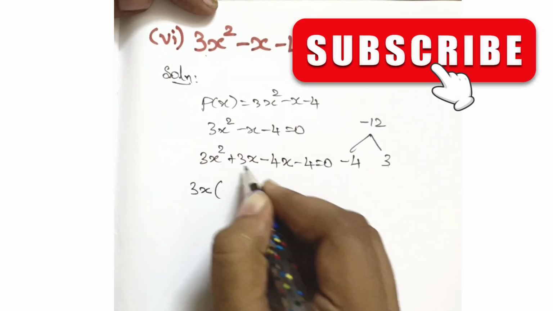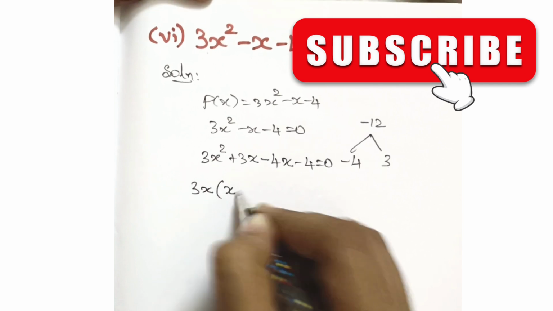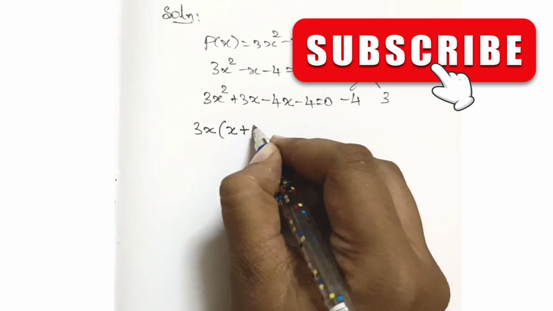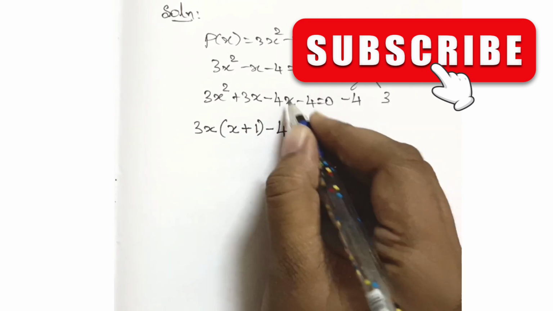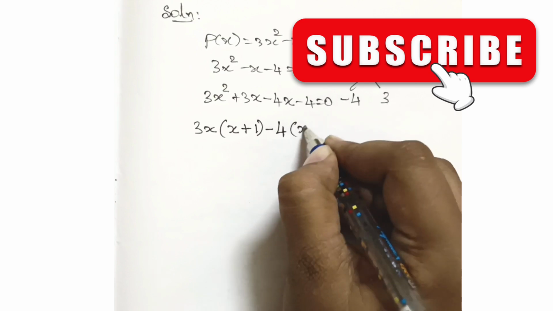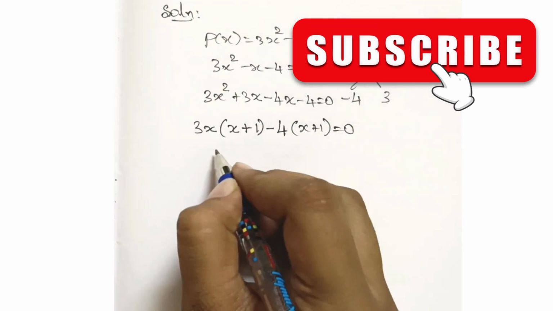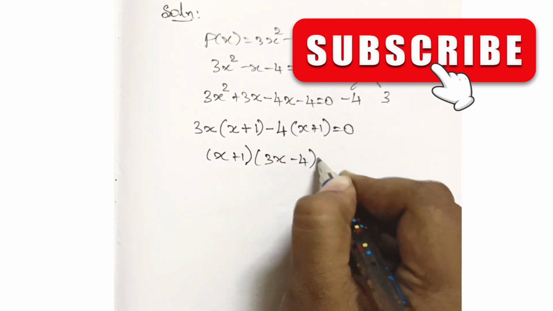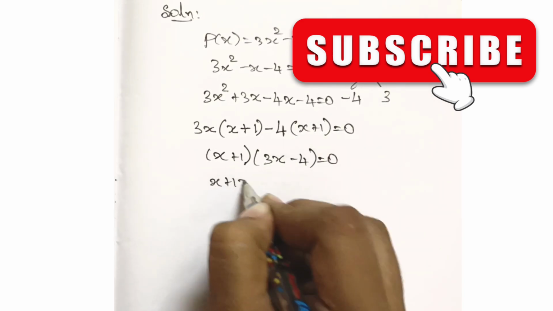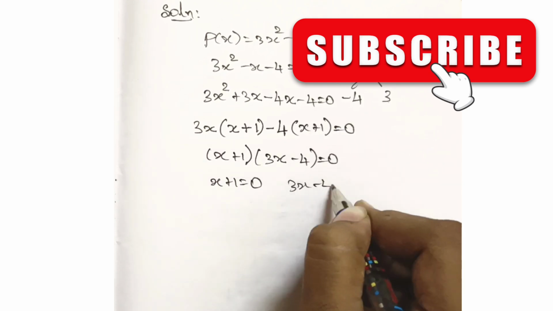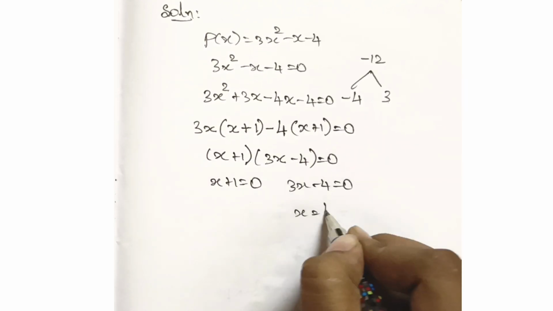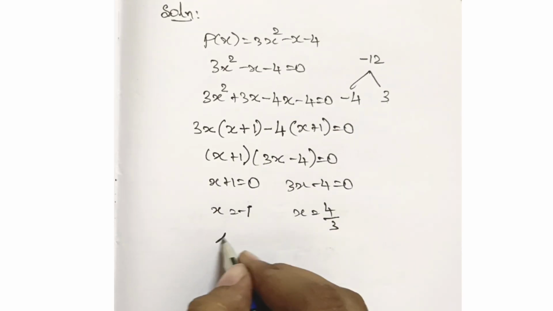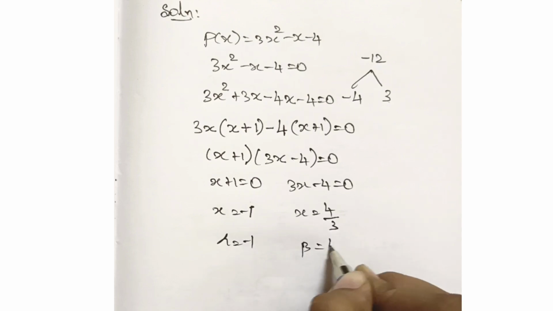Take x common in the first two terms. You get x(3x minus 4) plus 1, and take minus 4 common... rather, take the common factor in the last two terms, x plus 1 equal to 0. x plus 1 is the common term. The remaining is 3x minus 4 equal to 0. So x plus 1 equal to 0 and 3x minus 4 equal to 0. Here x equal to 4 by 3. Here x equal to minus 1. Alpha equal to minus 1. Beta equal to 4 by 3.